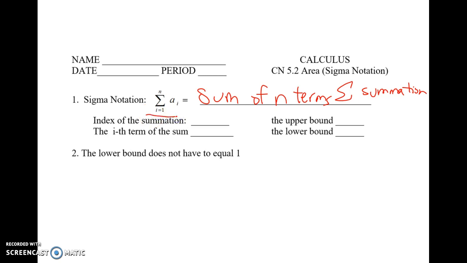Okay? The index is the letter I in this notation. The ith term of the sum is a to the I. The upper bound, what number you're going to go up to, is the same position as the n. And the lower bound in this is the number 1. The lower bound does not have to equal 1. Just in this first example it is.